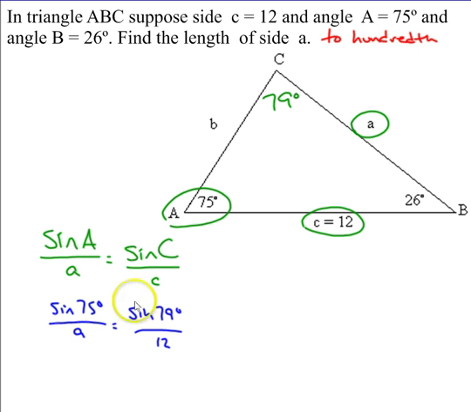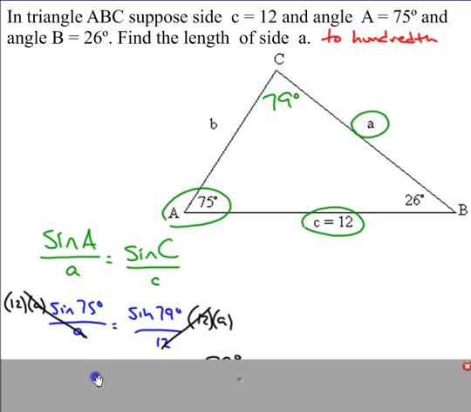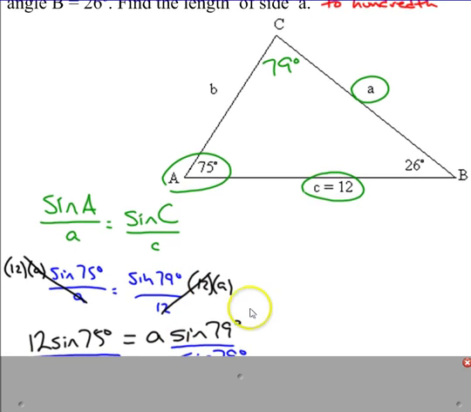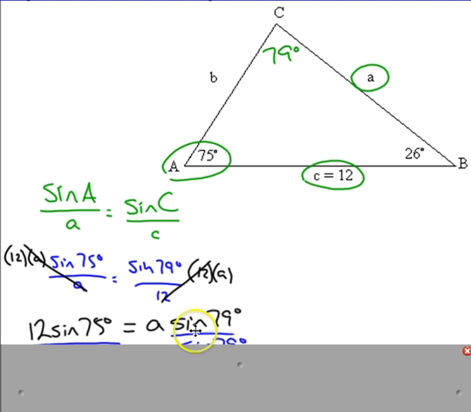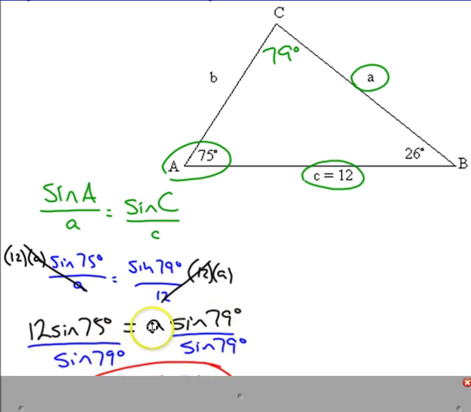At this point, we just need to do a little algebra to solve for side A. You're going to multiply both sides by the LCD, the A and the 12. Of course, the 12 divides out on this side, the A divides out on that side. That leaves us on the left side with 12 sine 75 degrees is equal to A times the sine of 79 degrees. Now we're looking to get A by itself, so divide by sine of 79 degrees. Now A is all by itself. These divide out on the right side. So this becomes a calculator problem.